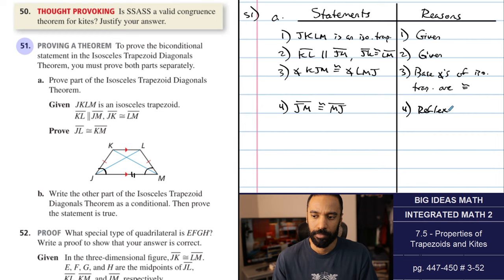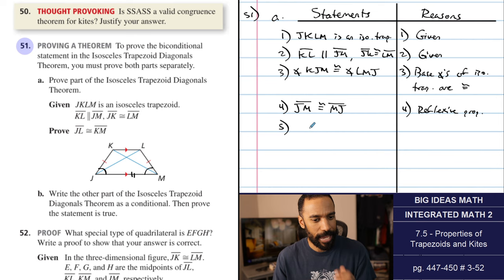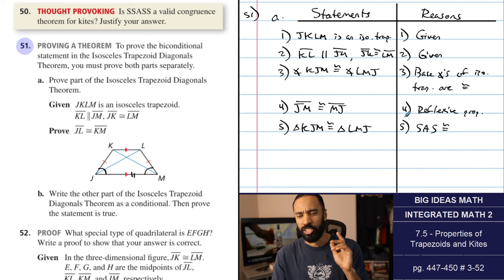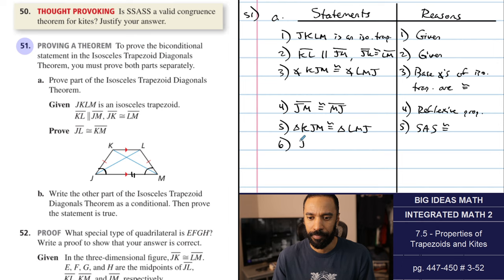So those two triangles are congruent here, KJM and triangle LMJ. This would be side-angle-side. I never used the diagonal thing before. I don't think I could have. So JL is congruent to KM by CPCTC.